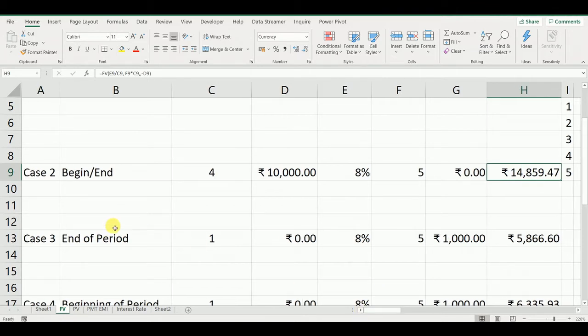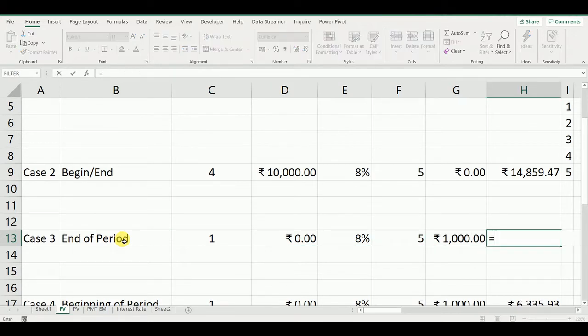So now we will move to case number 3. So in this case, we will invest 1000 rupees monthly, and that we will invest at the end of the month. So we will give the formula: equal to FV bracket, rate is our 8% divided by 1 because compounding is 1 yearly, and number of periods is 5 into 1, is 5 years.